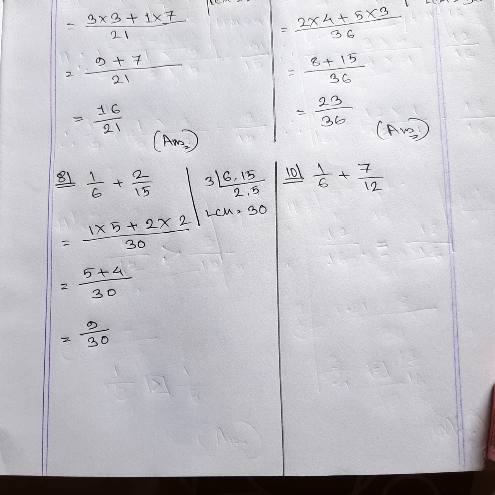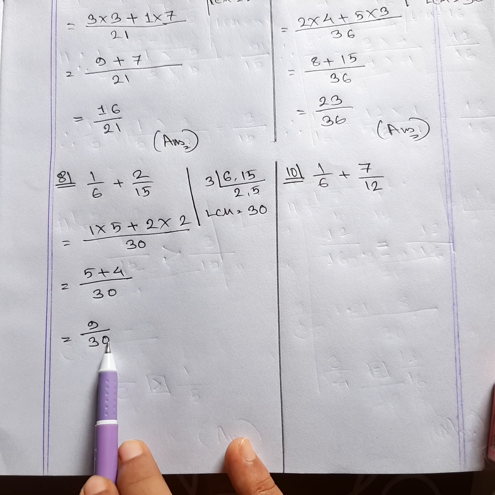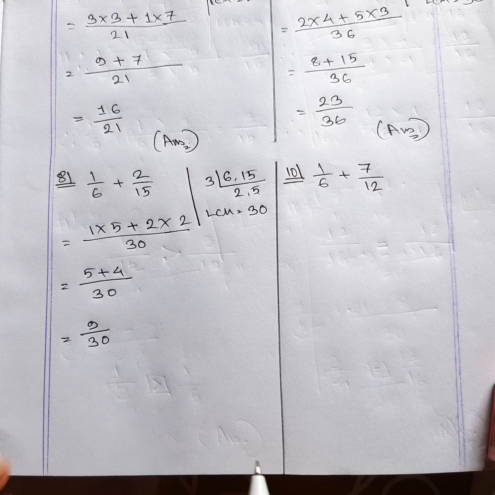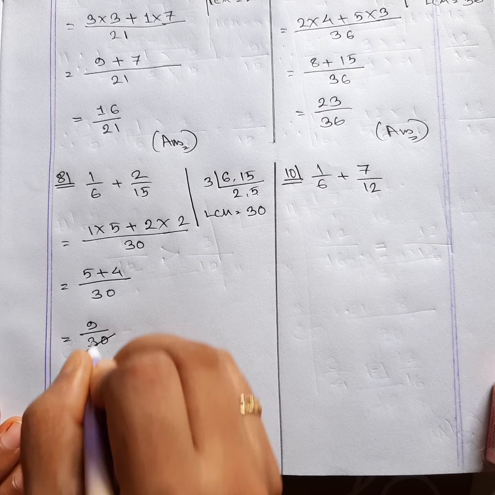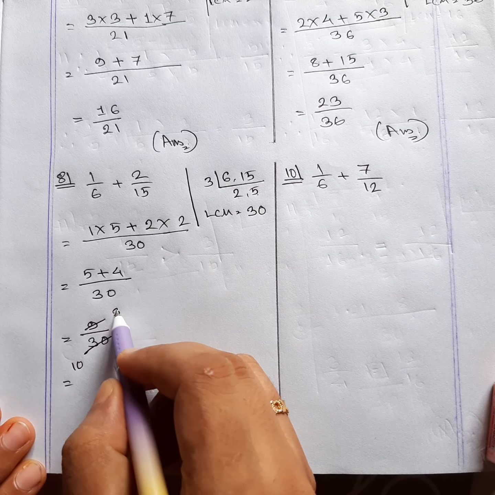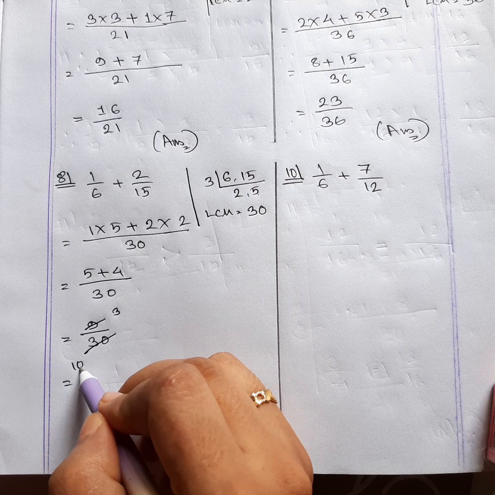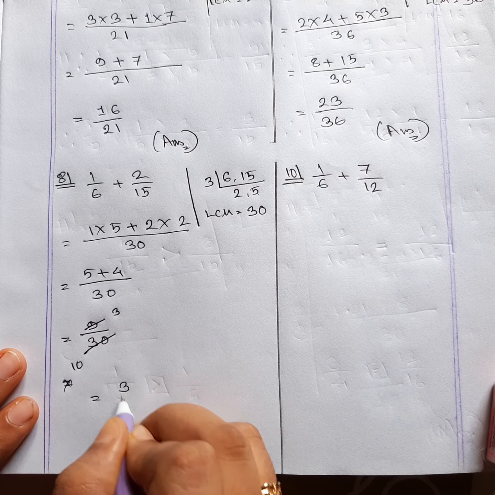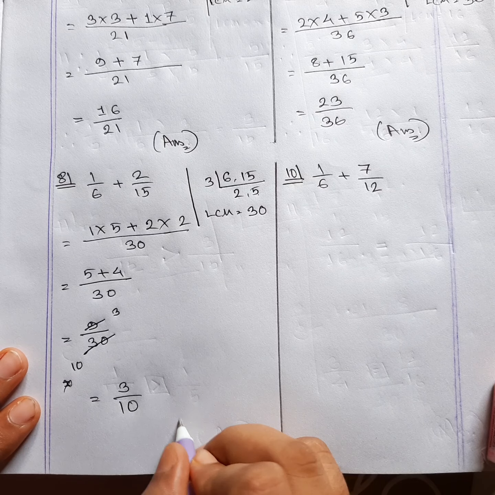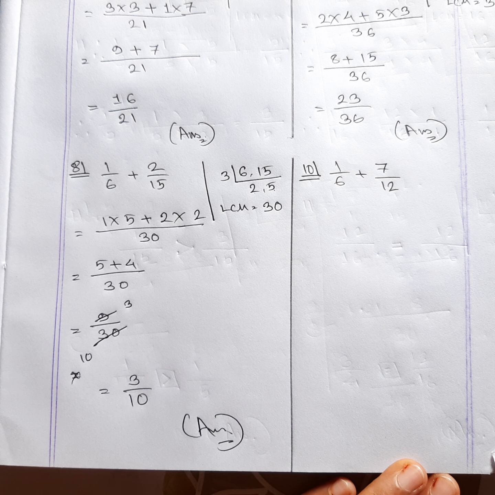So can both of them be divided with 2? No, only 30 can be. But both of them can be divided with 3 because 3 is their factor. Let's see. 3 3s are 9 and 3 10s are 30. So this one will be 3 by 10. This is your answer. This is the lowest form we are going to do.